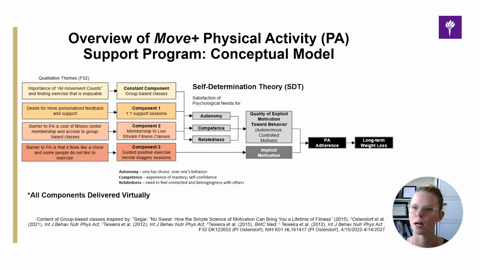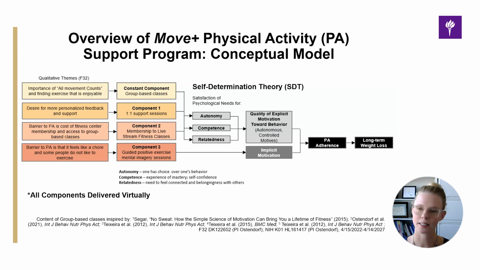And here's the conceptual model that I included in the grant. So this is based on self-determination theory. And the components were really informed from work that I did as part of my postdoc. And that was my F32 award funded by the NIH. And I conducted focus groups, and I asked people, what are the main barriers that you have when it comes to increasing physical activity? What messages have you gotten that make it easier?